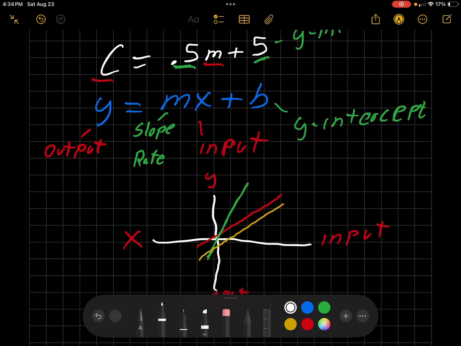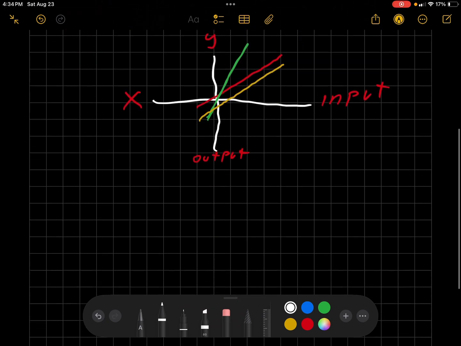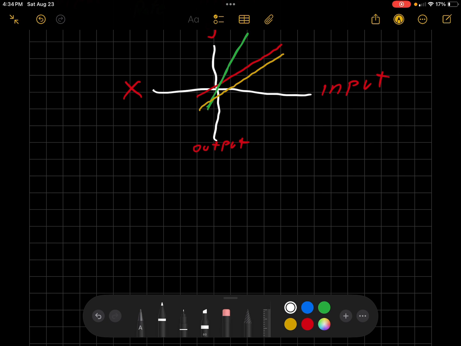Oftentimes, problems will give you a rate and a starting point as a means to give you a hint that you're dealing with a linear equation. So going back to our example, the cost of our rental is 50 cents per mile, so that's the rate, plus $5, that's our starting point.